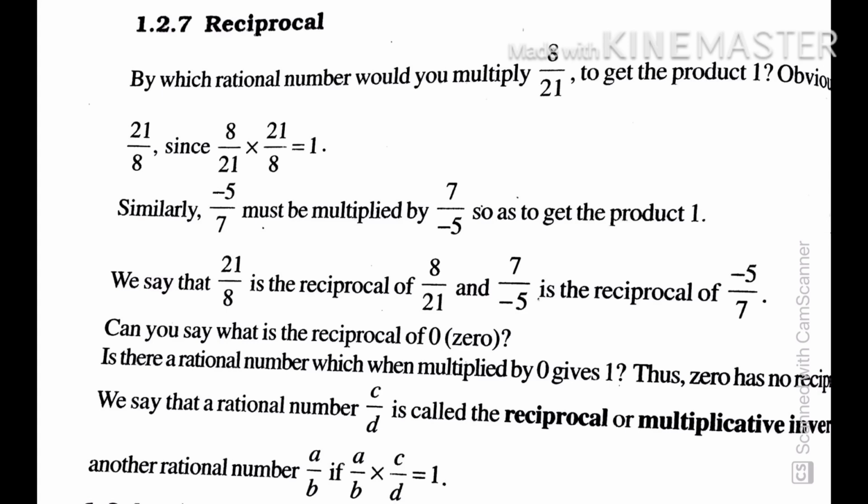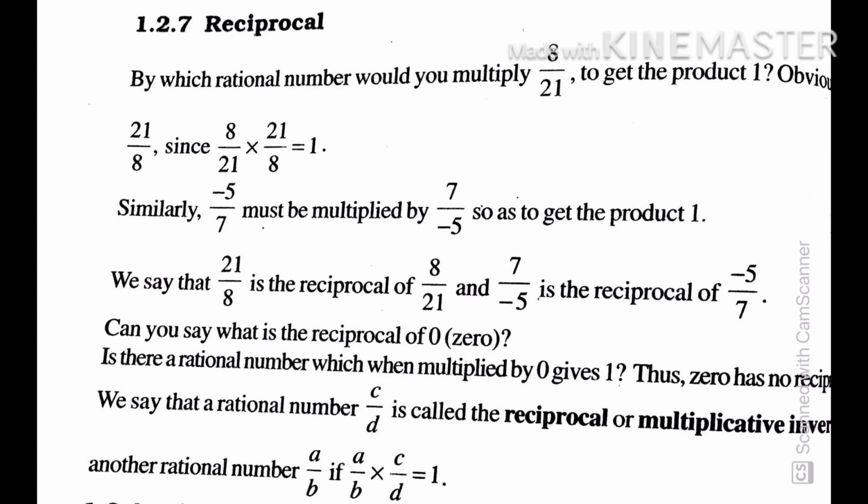Now children, here you can understand the difference between additive inverse and multiplicative inverse. In additive inverse, we change the sign, meaning if it is plus, it becomes minus, and if it is minus, it becomes plus. But in reciprocal or multiplicative inverse, the numerator becomes the denominator and the denominator becomes the numerator. This is the difference between additive inverse and multiplicative inverse.